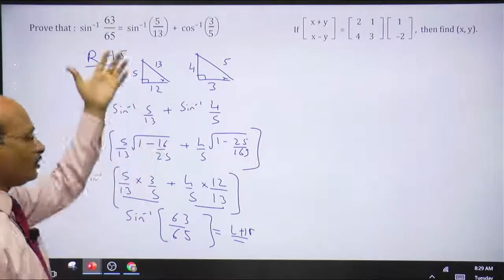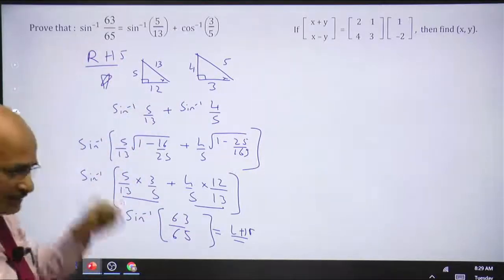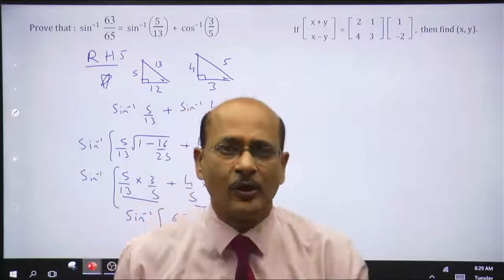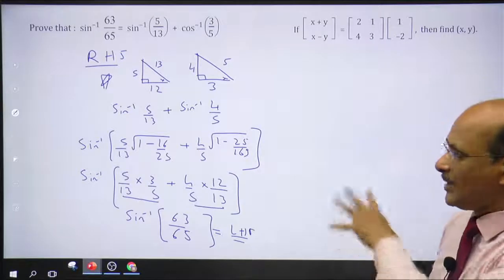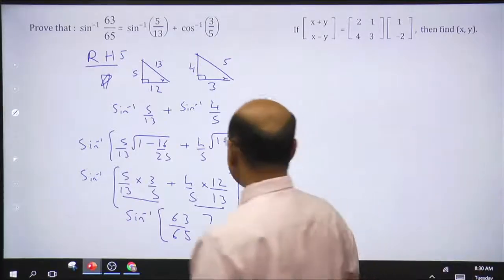So this is what you have to prove. So the first type in inverse is nothing but a proving question. This can come for 2 marks, or it can come for 1 mark also, but 2 marks would be the preference for this. Let us take the next question now.